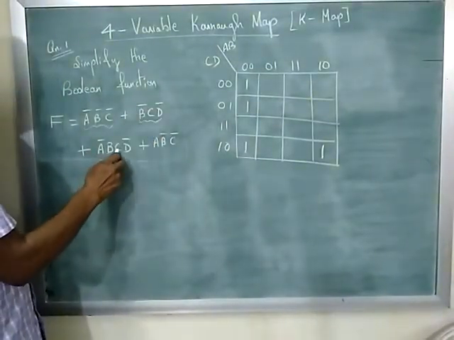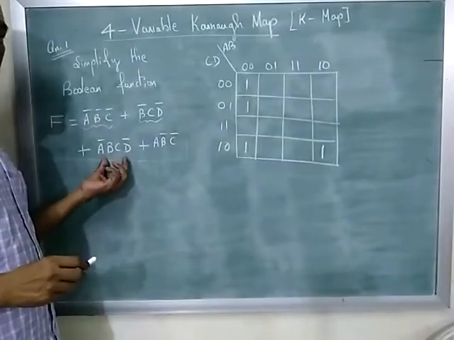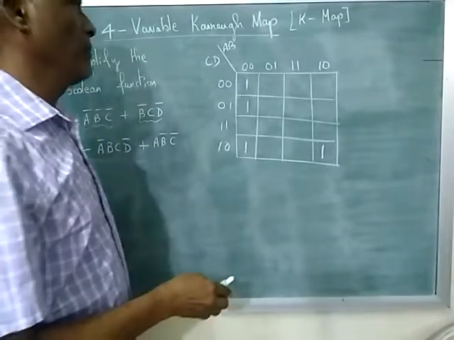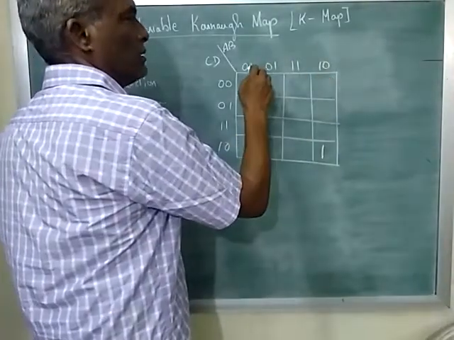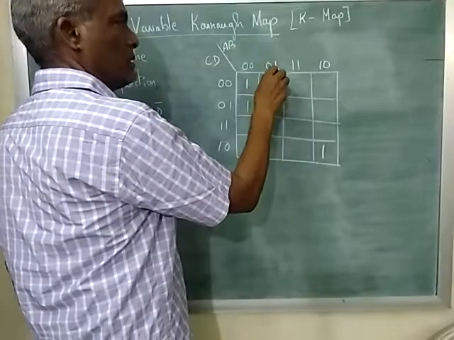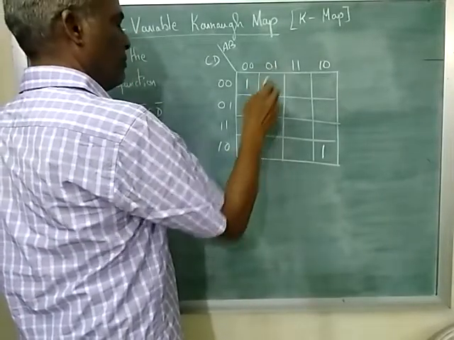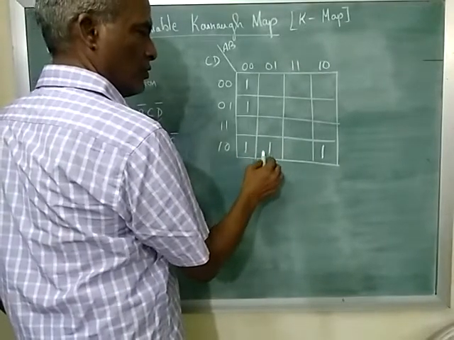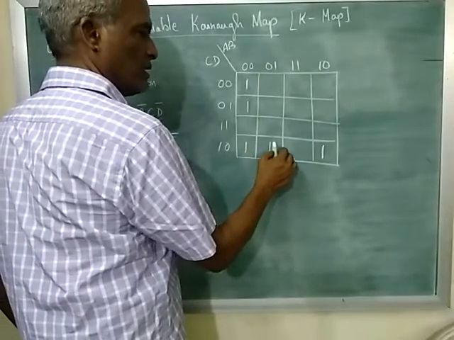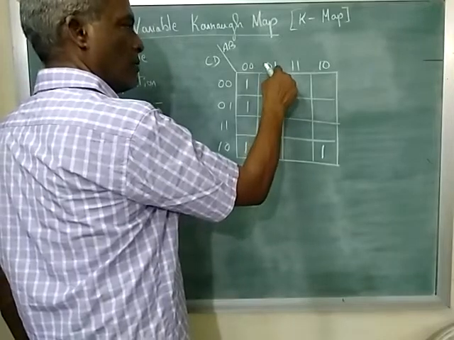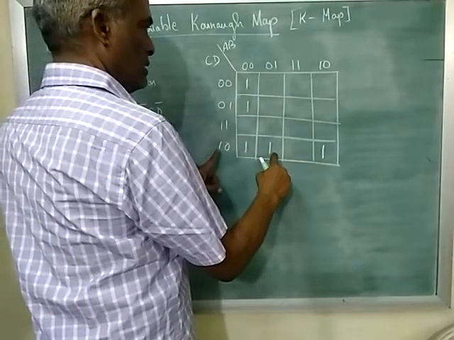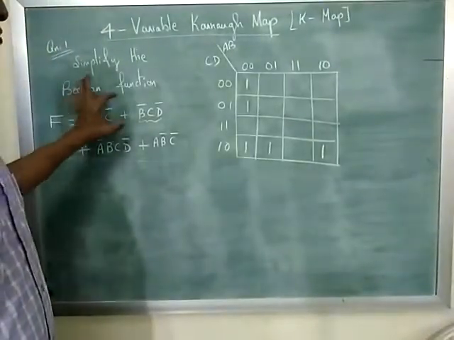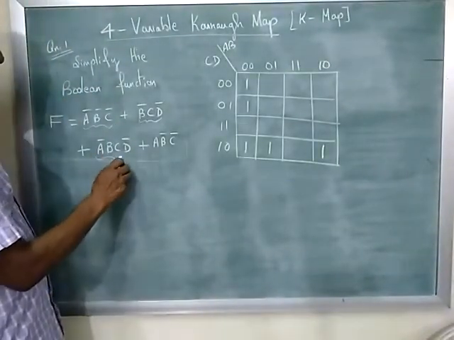Then A bar, B, C, D bar. If you have all the 4 variables, it will occupy only 1 box. That is A bar, B. Where is A bar, B? This is A bar and this is B. Then C, D bar. C, D bar is here. So the 1 will come here. If you encircle and check, this is A bar, B and C, D bar. So we got this also. Now we have placed 3 minterms.